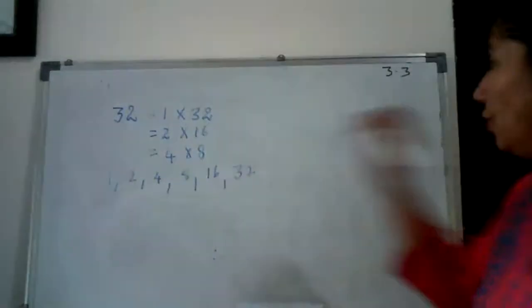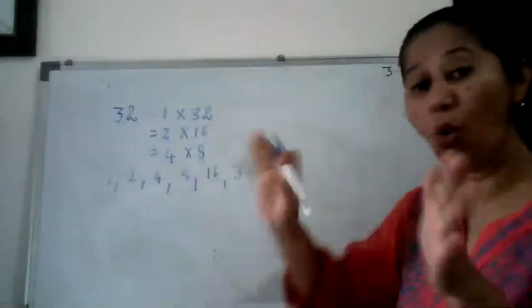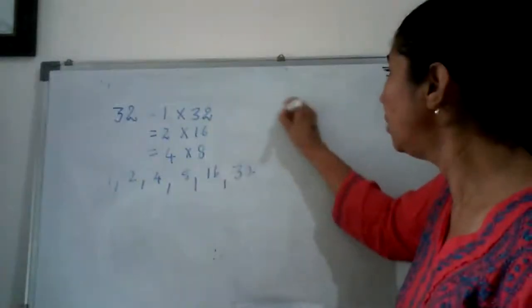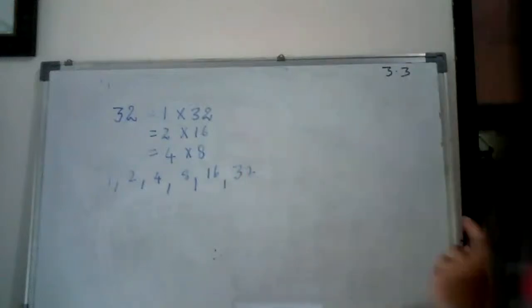So let's see how to do it. If I take 32 itself, these are all the factors. You have to be very clear. Here I'm dealing with something wrong. I'll just take a second.